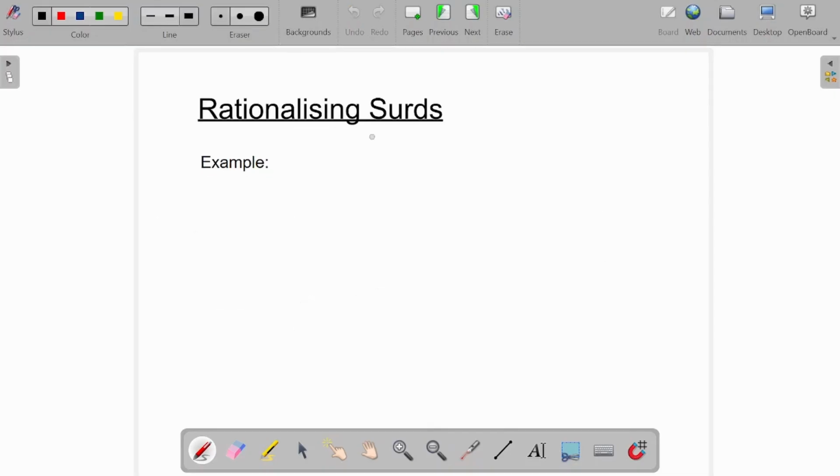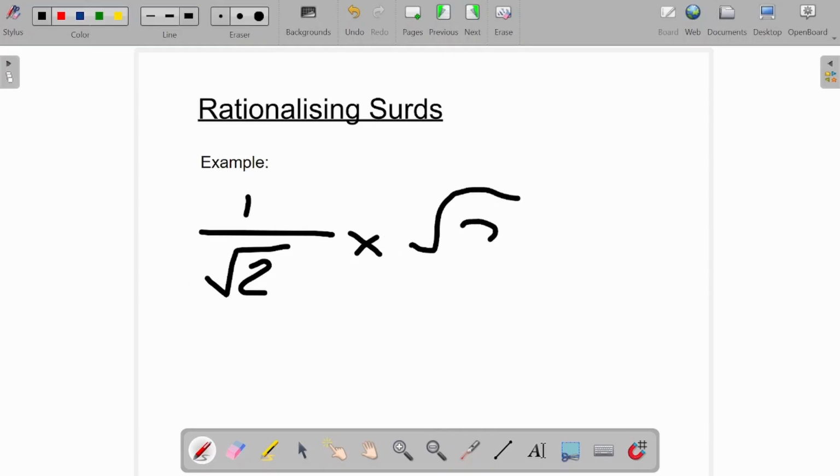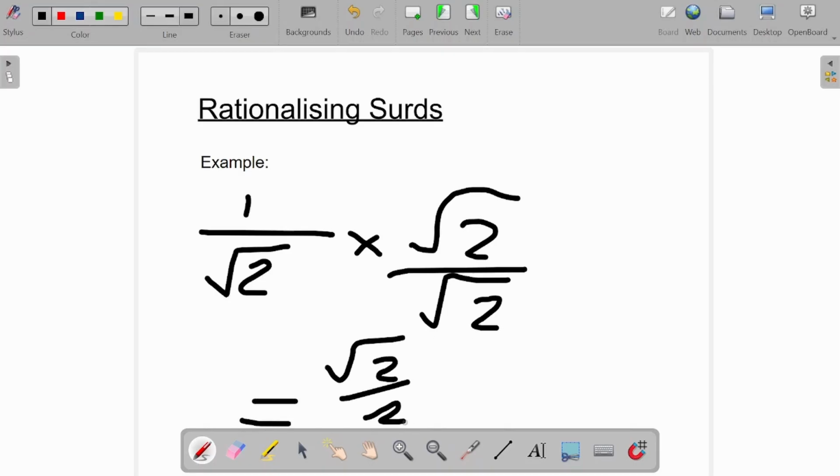One more important skill when working with surds is rationalising the denominator. This means getting rid of a surd from the denominator of a fraction. To do this, we multiply both the top and the bottom of the fraction by the same surd. So 1 over root 2, for example, we times that by root 2 over root 2, and this becomes root 2 over 2. And there you go, we have root 2 over 2, and the denominator is no longer a surd.